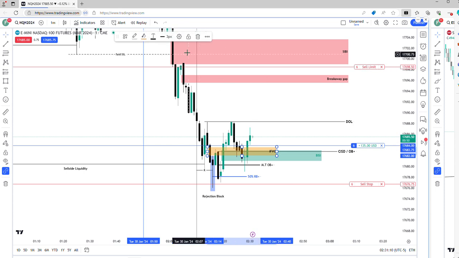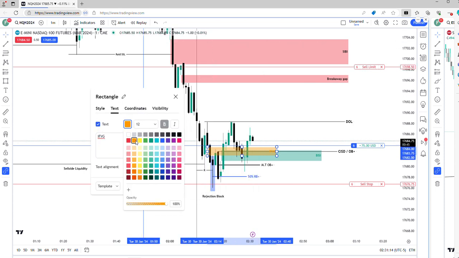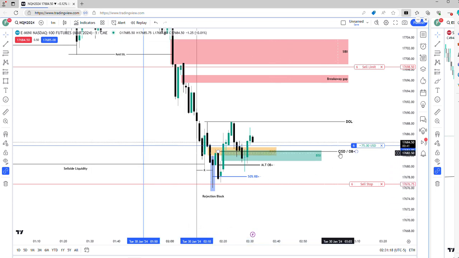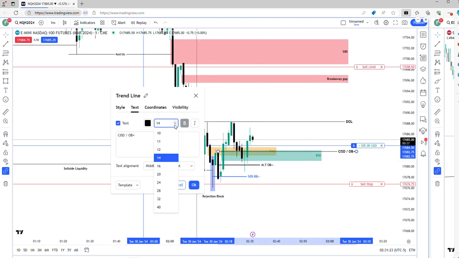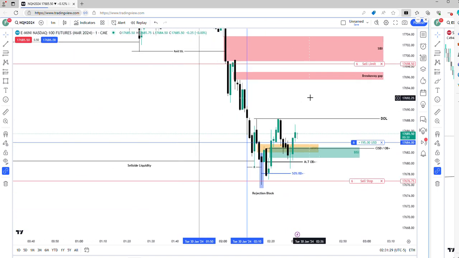And this inversion fair value gap, we can see if we can make it this color. I don't know if it'll look nice, but why not? Let's just do it. So you can just see there's different things. This I'm going to make black. That's fine. Right, so that's kind of what we're working with at the moment.